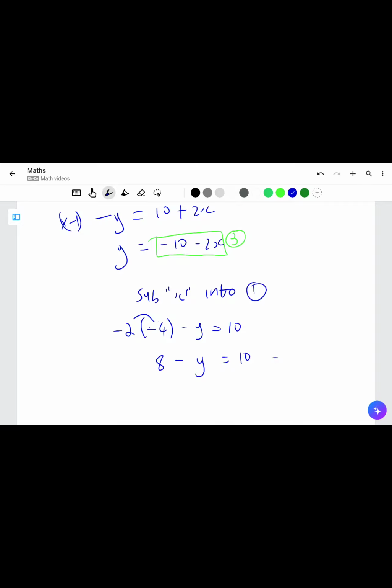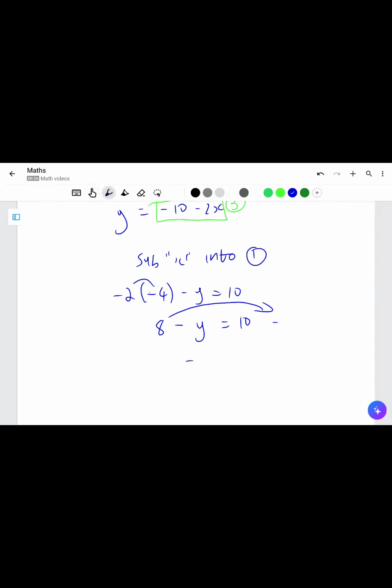Okay, you guys still following? Right, what are we going to do now? We are going to take the 8 over. Alright, 8's going to go over that way. So we're going to say now that negative y equals 10 minus 8, which is going to give you 2. And again, we don't want y to be negative, so let's multiply the equation by negative 1. So therefore, we know that now y equals negative 2.